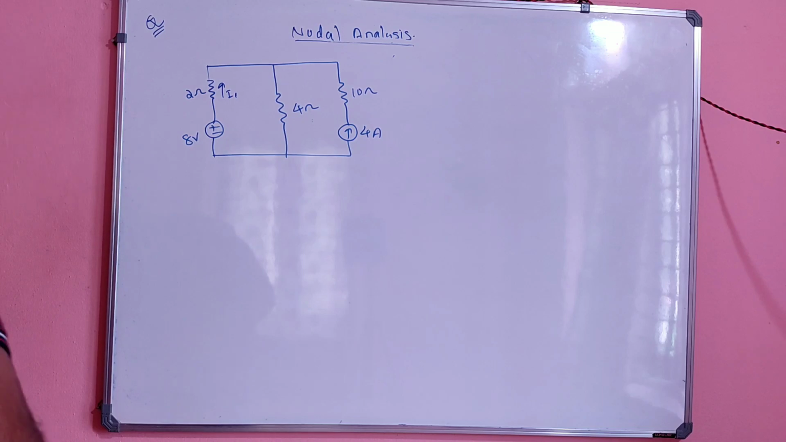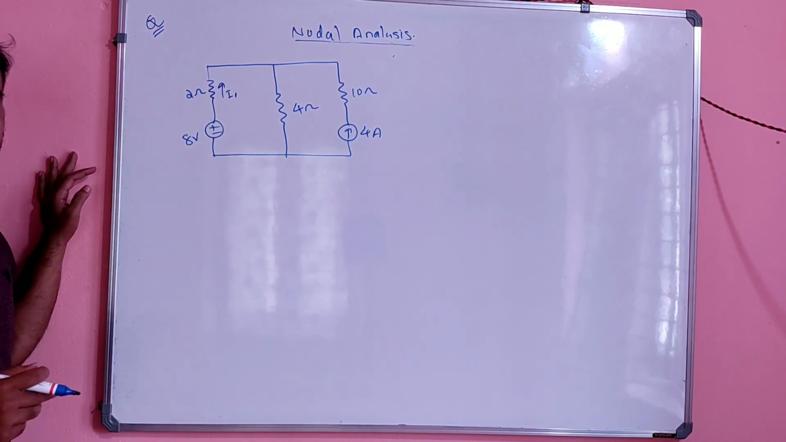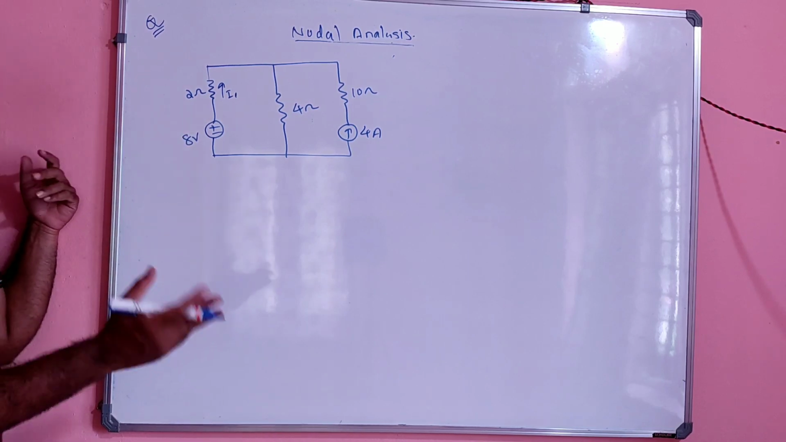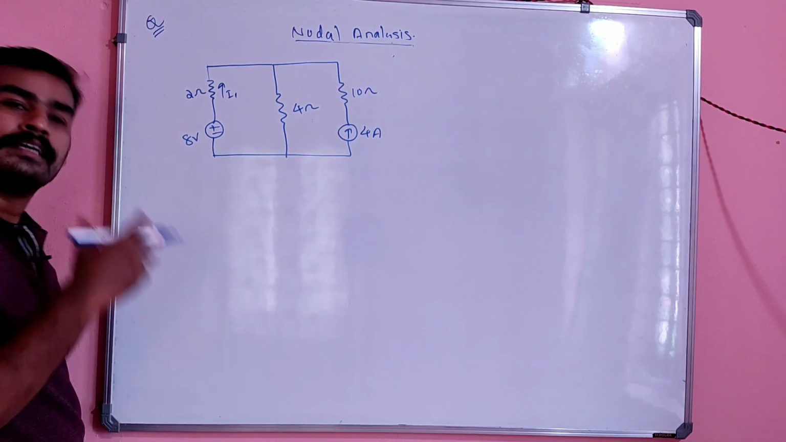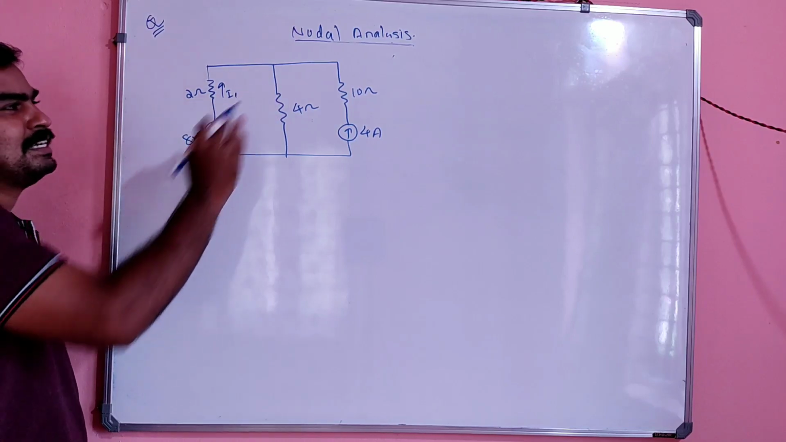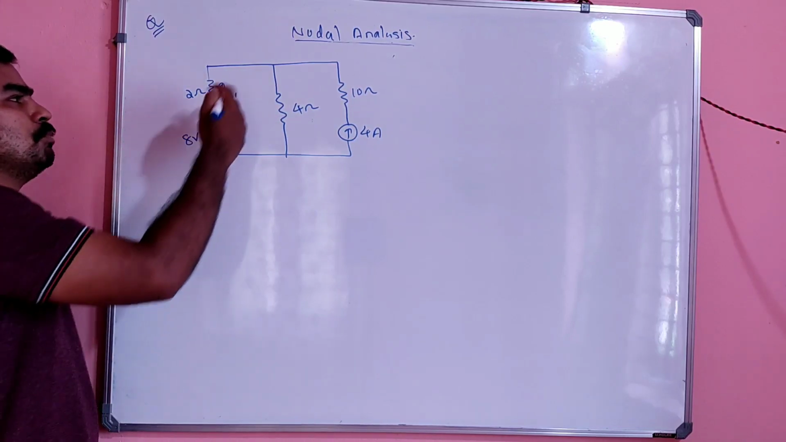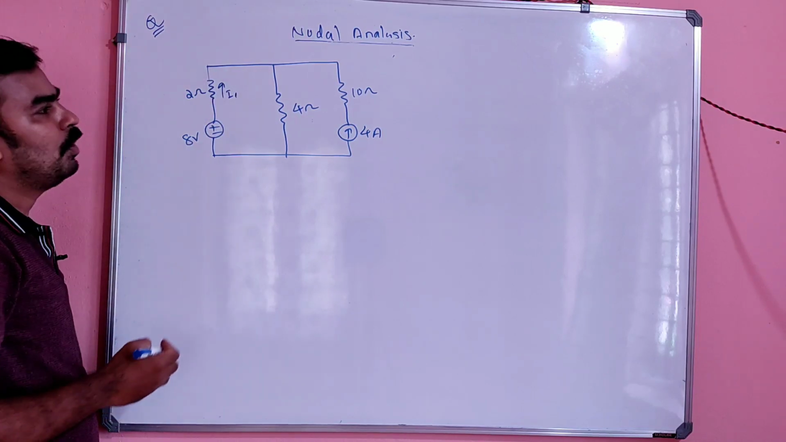So our aim is to find the value of I1. It is not at all a complicated circuit, so you need not do nodal analysis here. Even though you can apply nodal analysis here, there is no need because simple KVL can solve this problem. You have to find the value of current through the 2 ohm, that is nothing but I1.